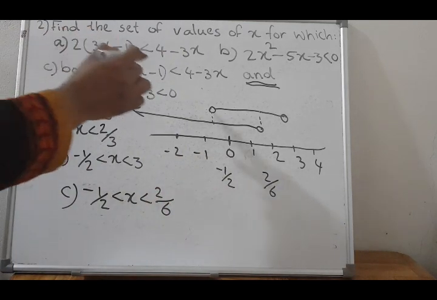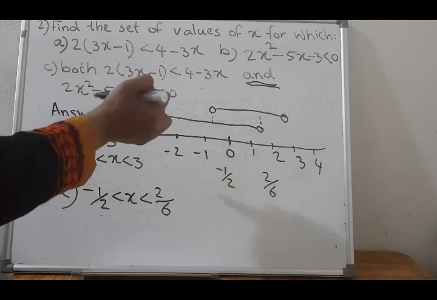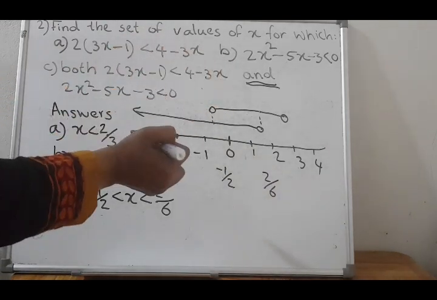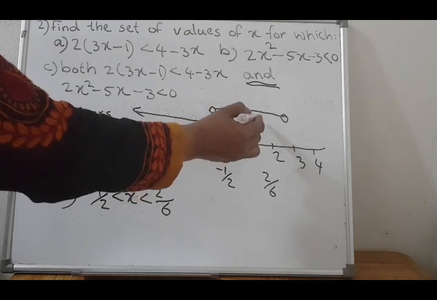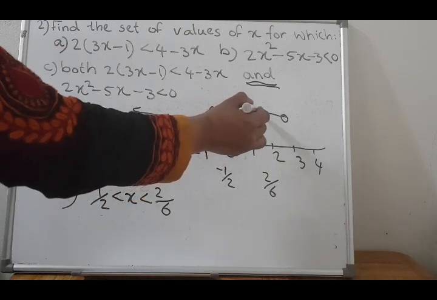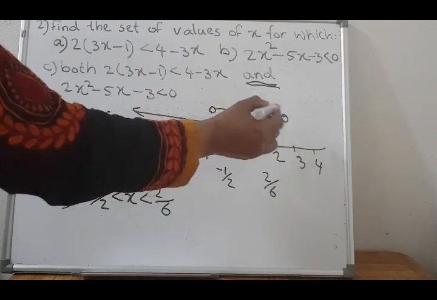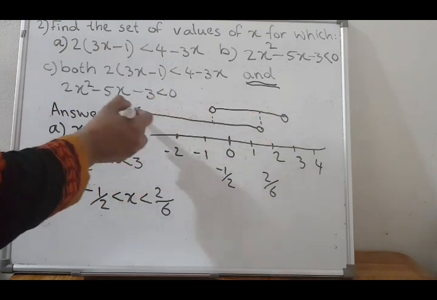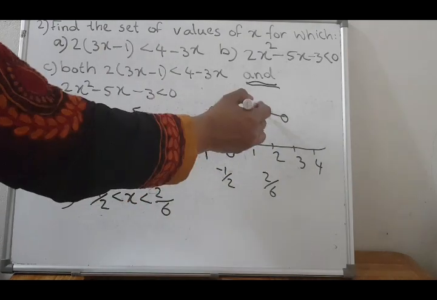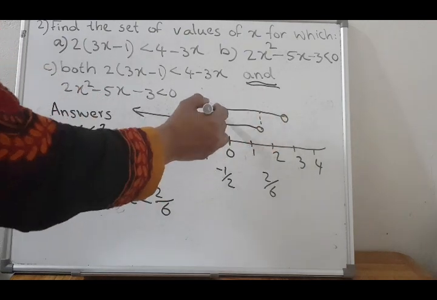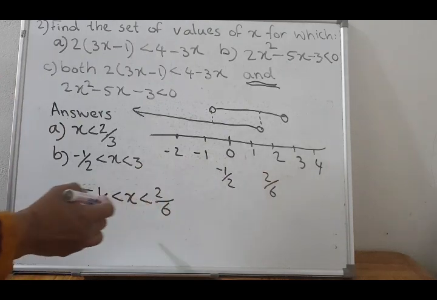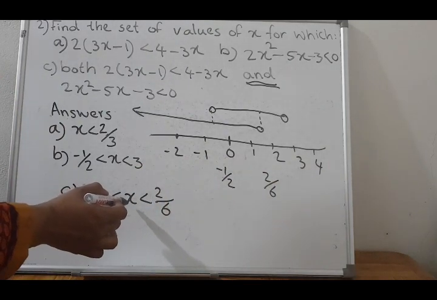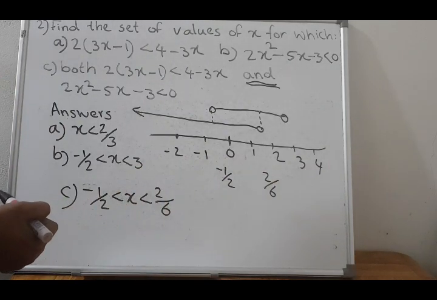You see, both A and B should be true. Both are true together in the overlapping region. That is from here to here. So to this side only A part is true. To this side only B part is true. From here to here both are true. That is from minus half to 2 divided by 3. So minus half less than x less than 2 divided by 3.